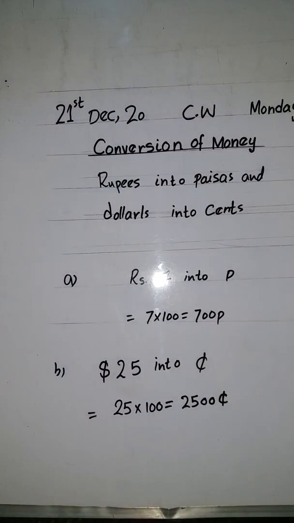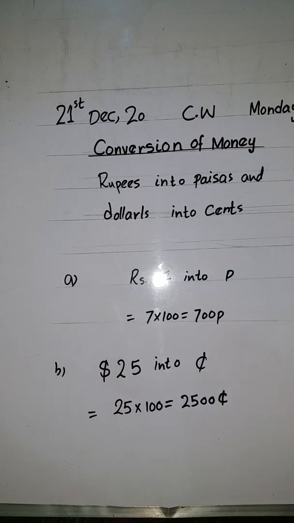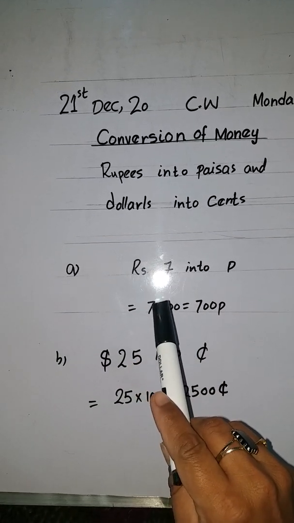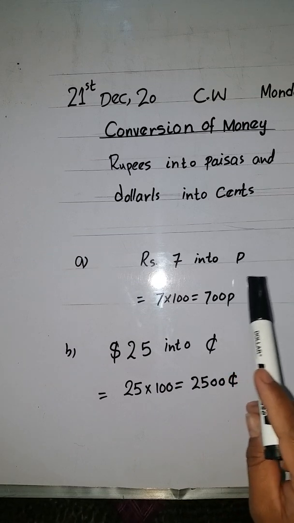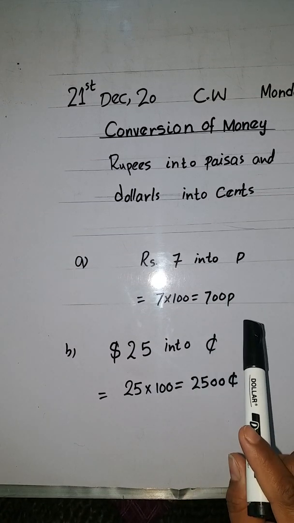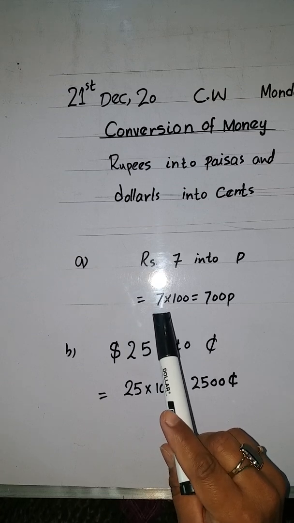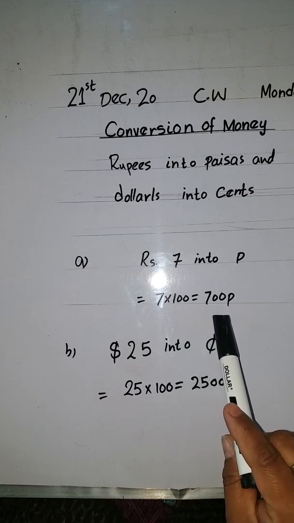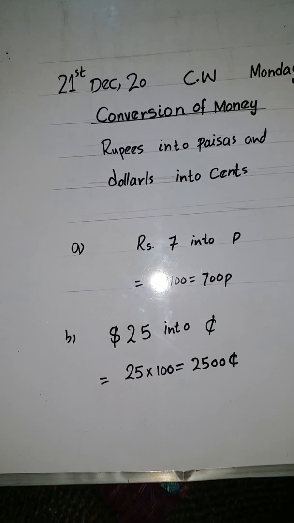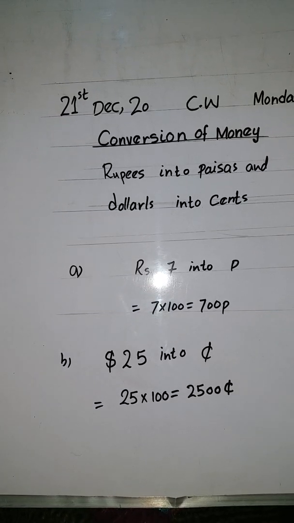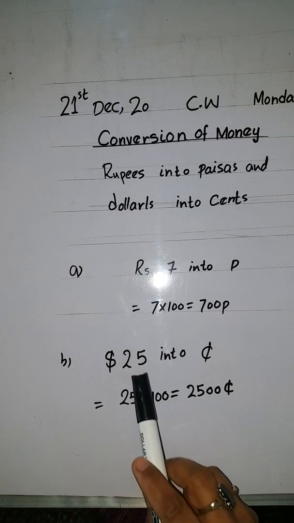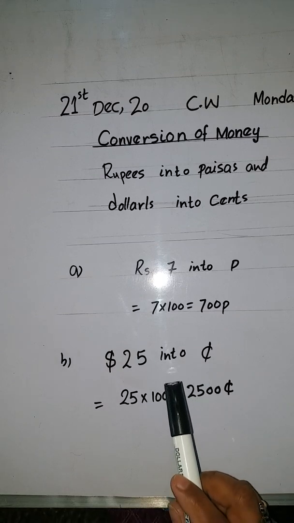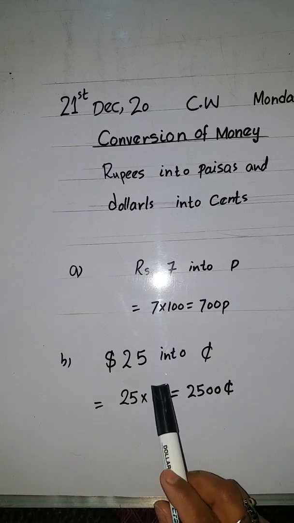So now look at the board. Rupees into paisas and dollars into cents. Here you can see we have 7 rupees and we have to convert into paisas. So what we will do, I have already told you, we will multiply 7 rupees with 100. So we will get 700. Same in the dollar case. We have $25 and have to convert into cents. We know there are 100 cents in $1. So this is the rule.